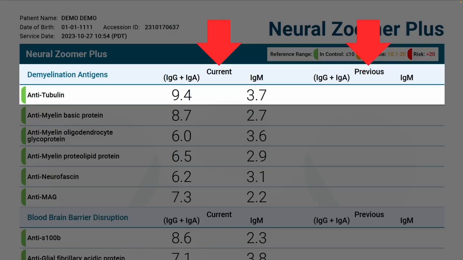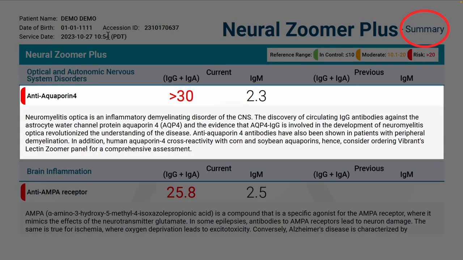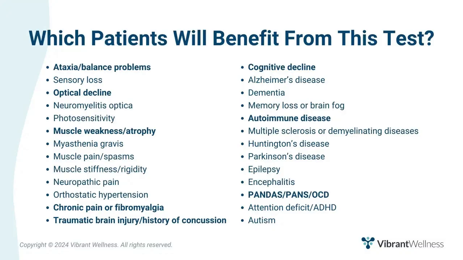Current and previous results populate side by side so you can compare the IgM and IgG plus IgA titers over time. If you want to learn more about antigens that are outside of the reference range, scroll back to the summary and read the interpretive comment.